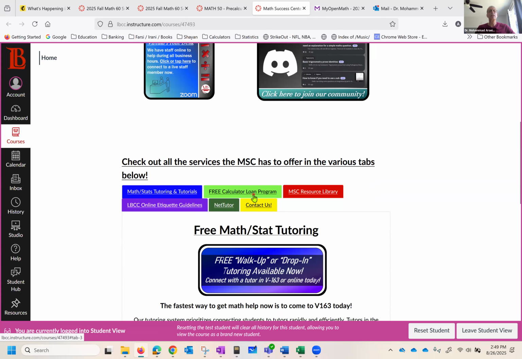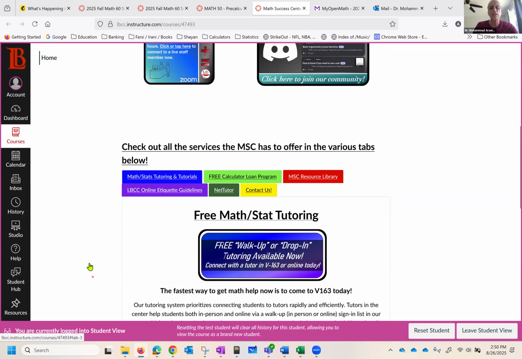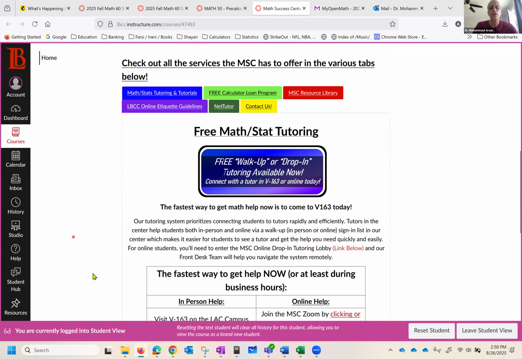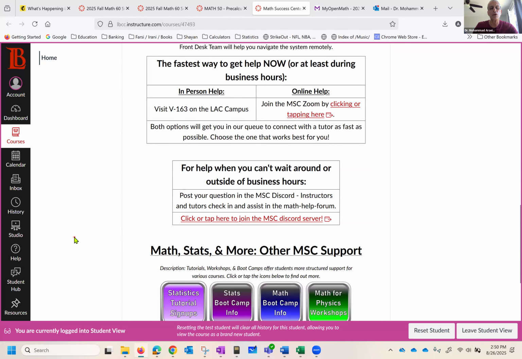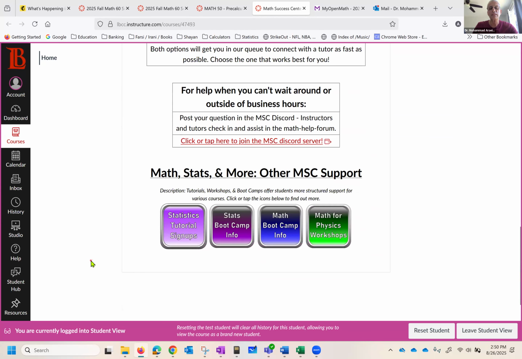They do have calculators on a limited basis and on a first come, first served. So they have a few. If you need one, by all means, make sure you get in contact with them. Free walk-up, drop-in, in-person help, online help, math, stat, and more.